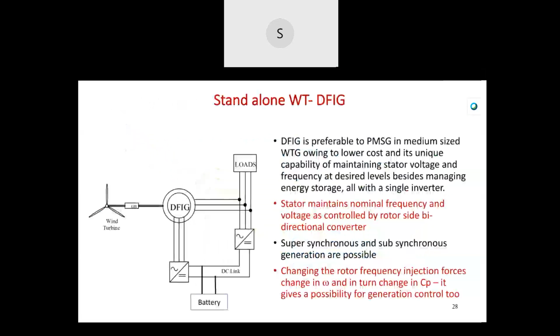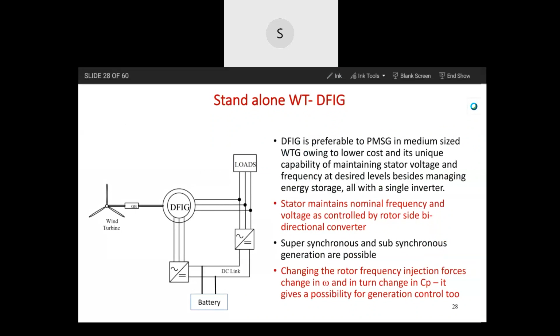Yeah, when it comes to standalone wind turbine generators, I said initially that largely people are using permanent magnet generators. In recent research, DFIG is preferable to PMSG in medium-sized wind turbine generators. Why? Owing to lower cost and its unique capability of maintaining stator voltage and frequency at desired levels, besides managing energy storage, all with a single unit.